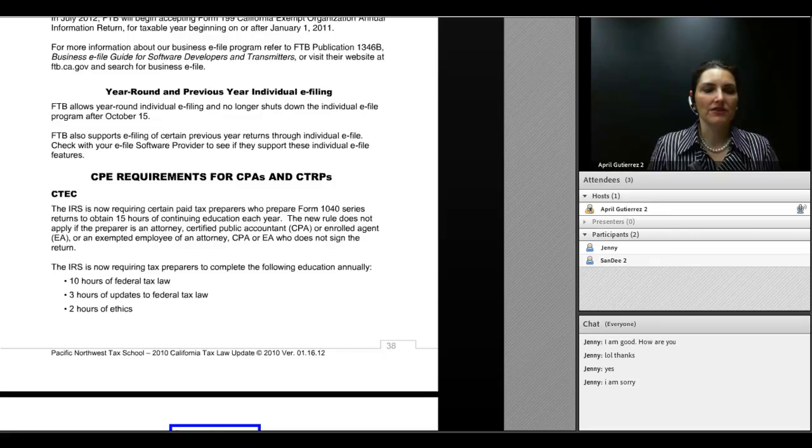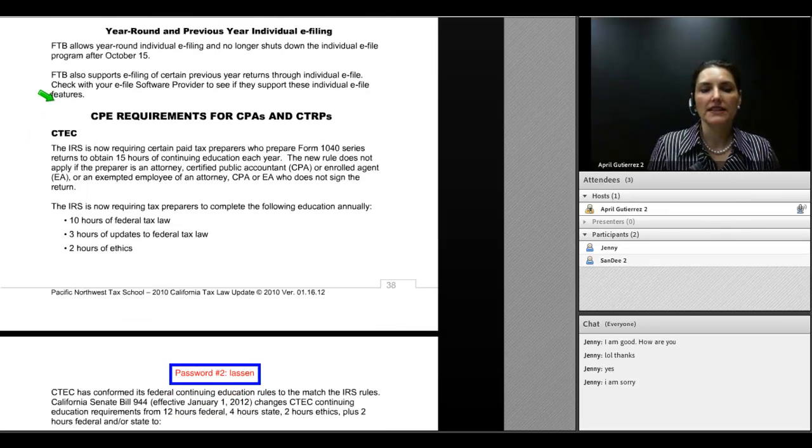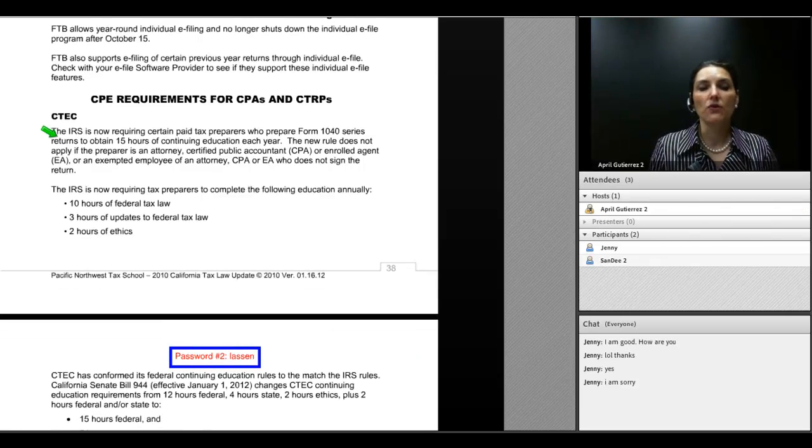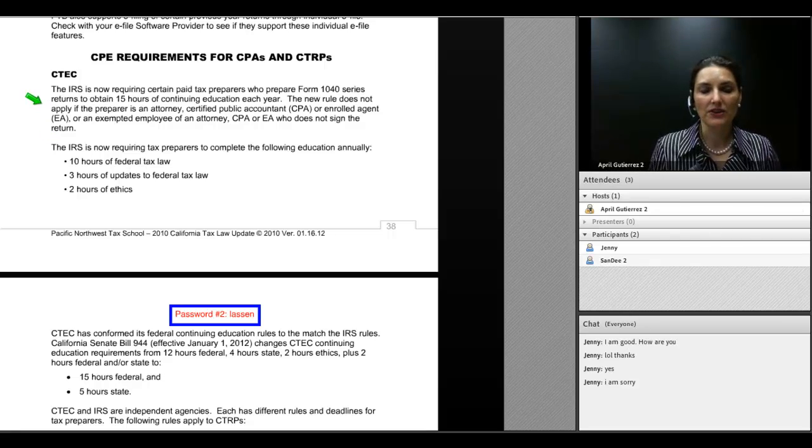And then we've got just this little note here, year-round filing and previous year filing for individuals. The Franchise Tax Board allows year-round individual e-filing and no longer will shut down the program after October 15th. And FTB also supports e-filing of certain previous year returns through individual e-file. Check with your e-file software provider to see if they support these individual e-file features. So what this means is, depending on the software package you're using, you may or may not be able to file California back year returns electronically.